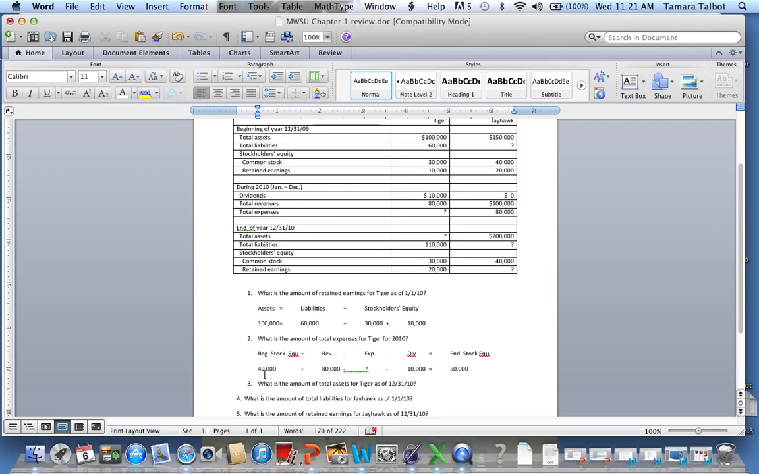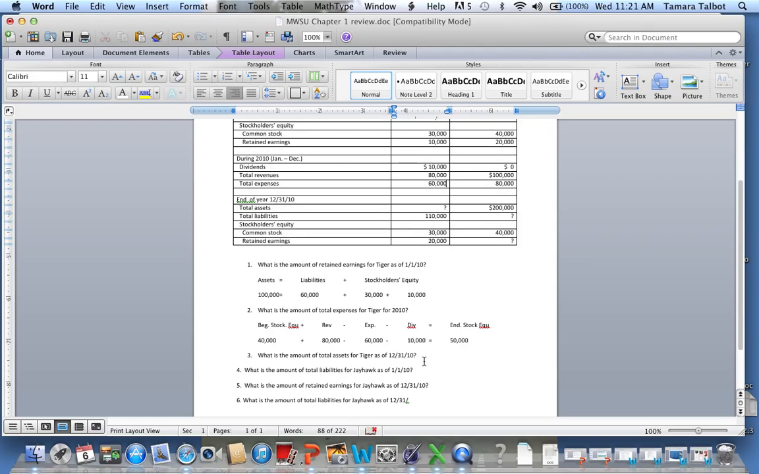So if we add these two, it's 120,000, and then we subtract 10,000, that gives us 110,000. We want to solve for the question mark there. So 110 minus 50 will give us $60,000. So we can write 60,000 there.